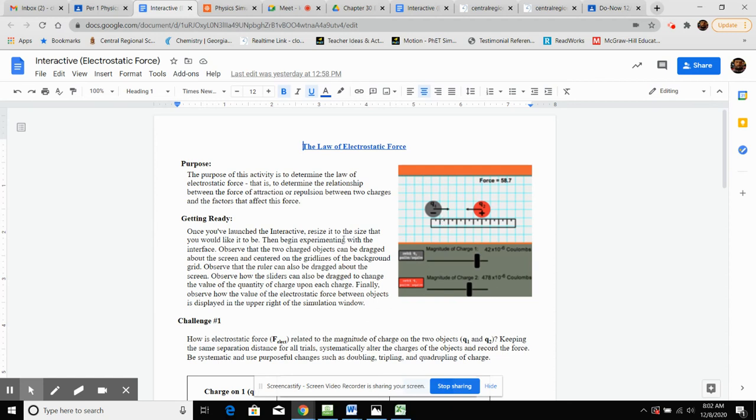So get into the interactive and begin experimenting with the interface. Observe that the two charges can be dragged around the screen and centered on different little grid lines. You have a ruler that can also be dragged around. Observe how the sliders can be dragged to change the value or quantity of the charge, and then how those things change the electrostatic force.